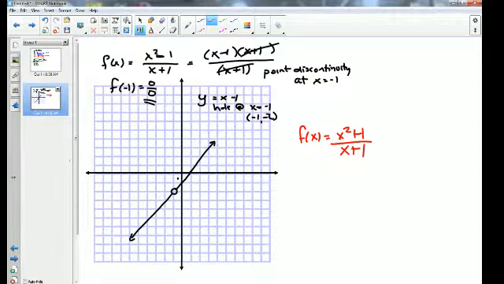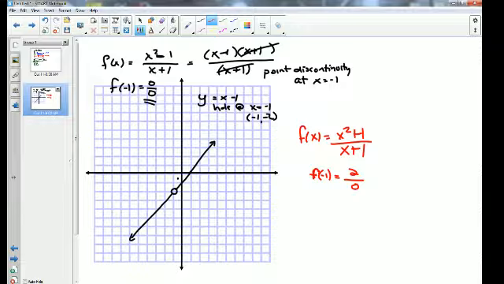Okay, so -1 plus 1 is 0, right? So f at -1. What's the top? 2. It's not a 0, right? That's going to be an infinite discontinuity now. Because the top is not 0.